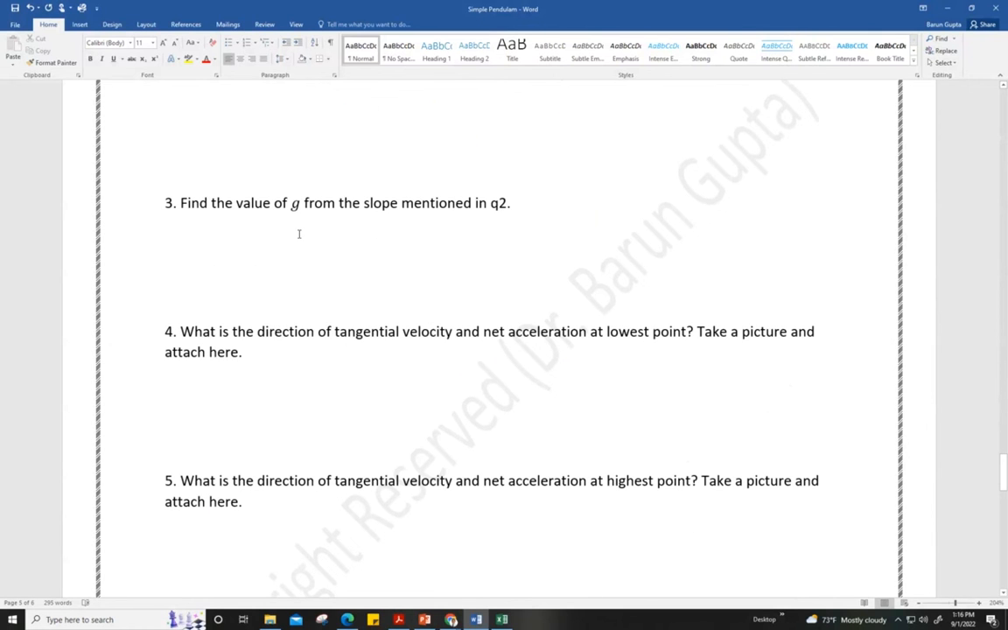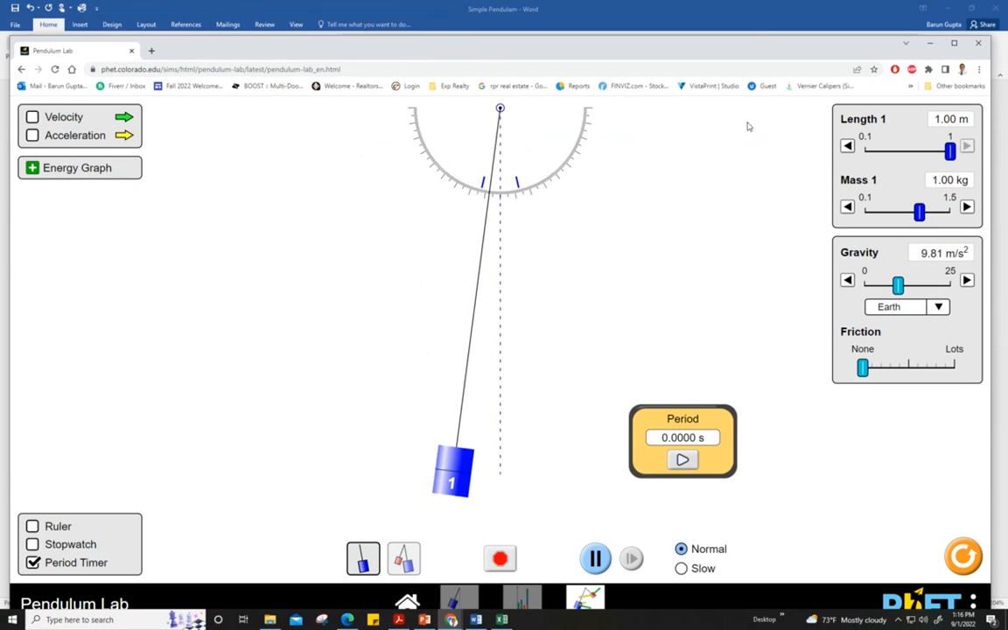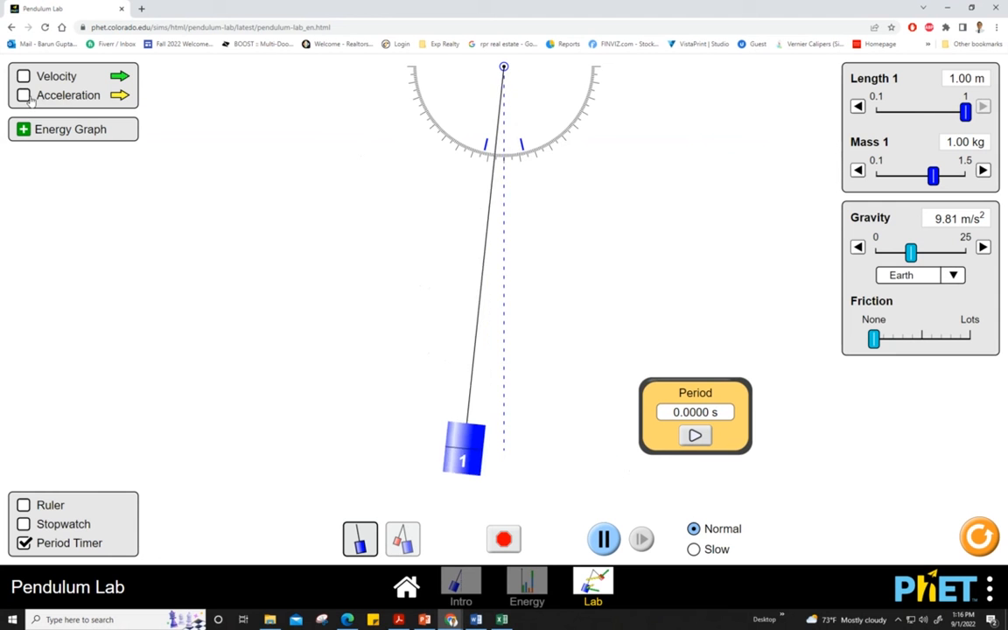Find the value of g. We already got the answer. What's the direction of tangential velocity and net acceleration at the lowest point? So we have to go to the simulation one more time. Here, I'm drawing this one, making a larger swing. You have to take a snapshot of the velocity and acceleration at the lowest point. So this is the lowest point here. Make it slow. Okay. So what do you see here?